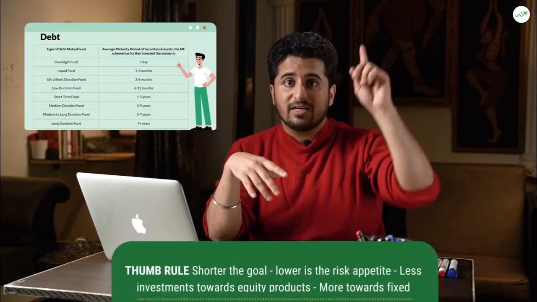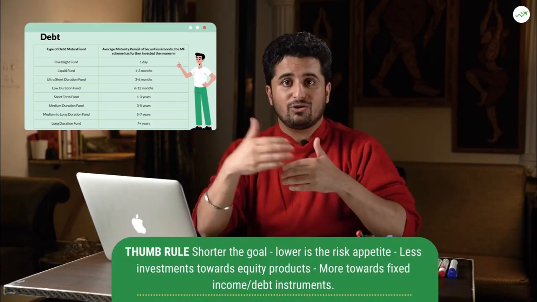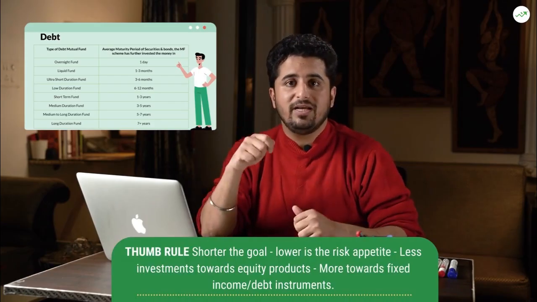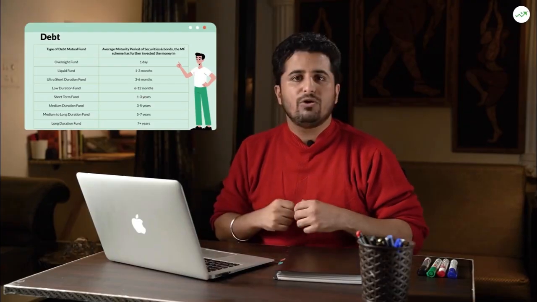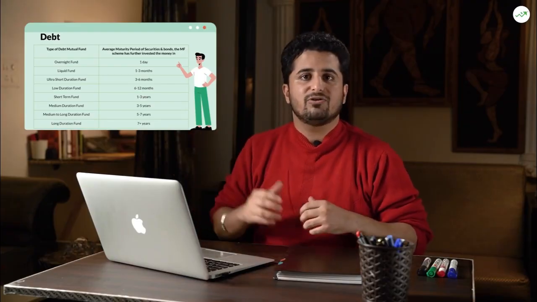Now, what does this mean? How does this help us? So let's say you need to invest money for a period of 6 months, let's say 1 year, and you don't want to take too much risk, remember the thumb rule. Since it's a short-term goal, you can't go for equity, so you'll have to stick to debt or fixed income instruments. So in such times, if you have a 1 year goal, you go for a low duration fund, which has a maturity period of 6 to 12 months.